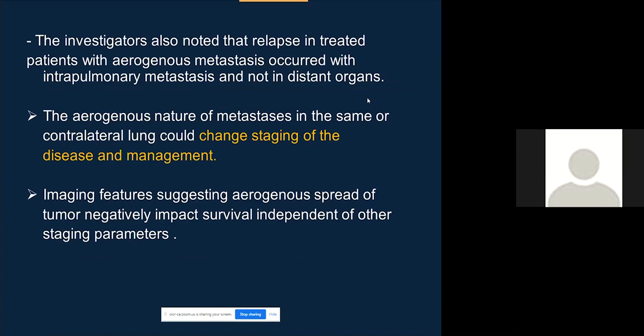The investigators also noted that relapse in treated patients with aerogenous metastasis occurred with intrapulmonary disease, not in distant organs, not as systemic disease. So the importance here is that the aerogenous nature of metastasis in the same or contralateral lung could change the staging of the disease and also the management. And imaging features suggesting aerogenous spread of tumor negatively impact survival and is independent of other staging parameters.